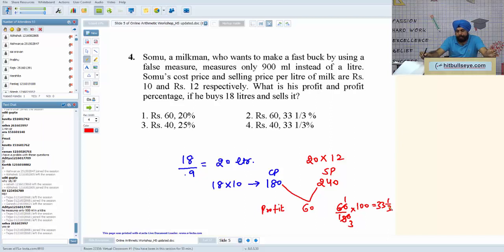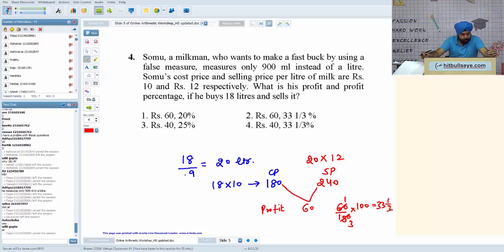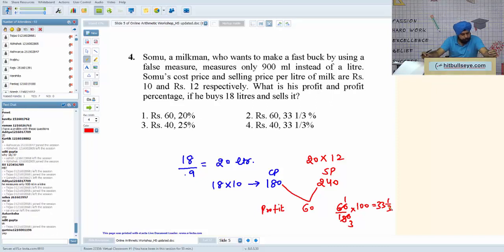Because 900 ml he sells as 1 liter. Now 900 ml is 0.9. So that means 0.9 he sells for 1. So 18 will become 20 liters for him to be sold. Right students? I think we should move on to the next question now.